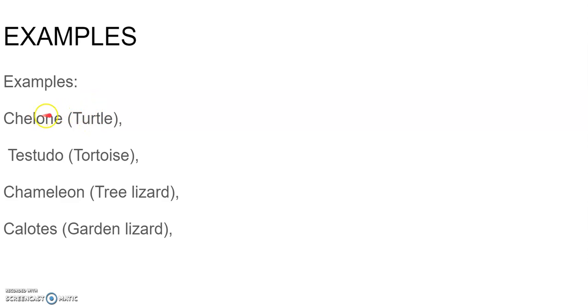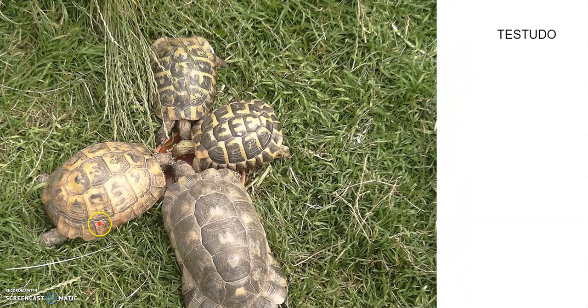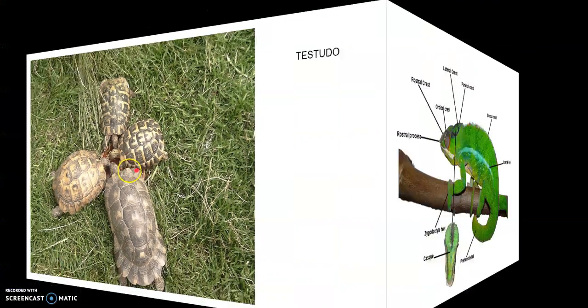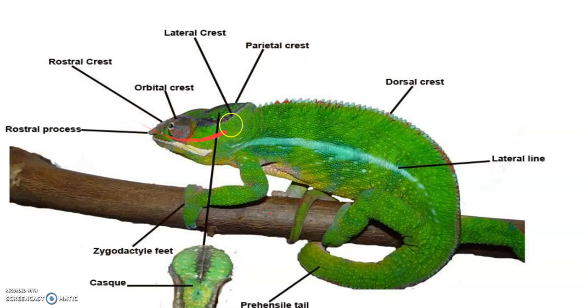Okay, Chelone: turtle; Testudo: tortoise; chameleon: tree lizard; Calotes: garden lizard. Now opposite: Chelone, turtle, Testudo, tortoise, chameleon, tree lizard, Calotes, garden lizard. Remaining example, this is the Testudo and this is the chameleon.